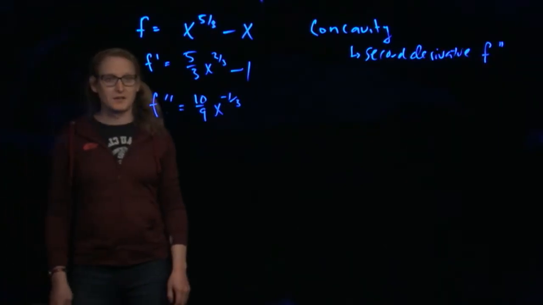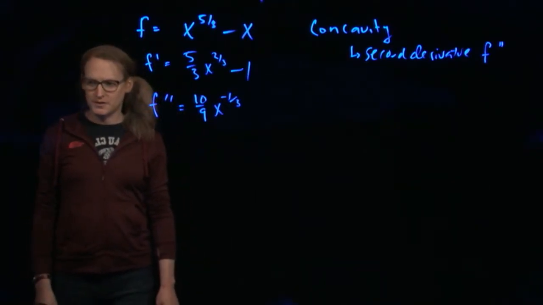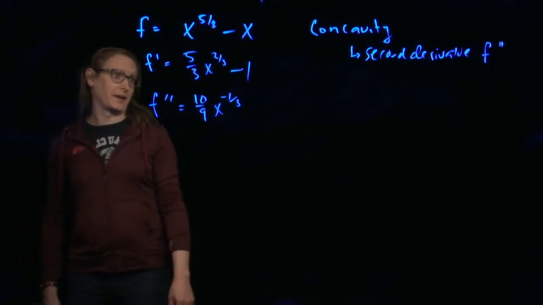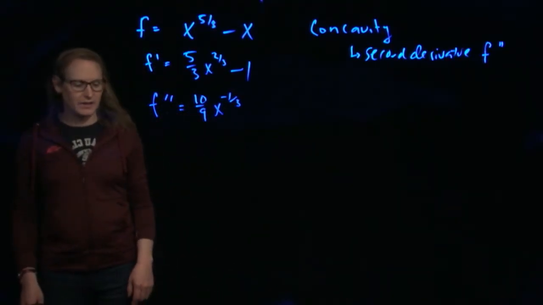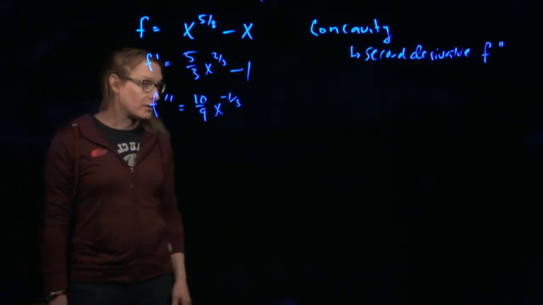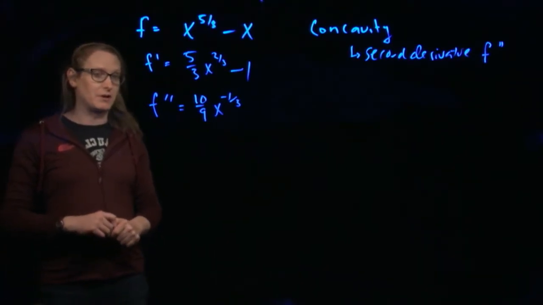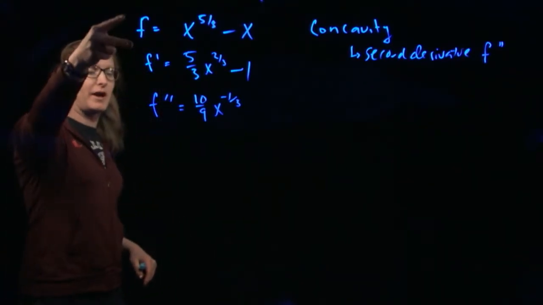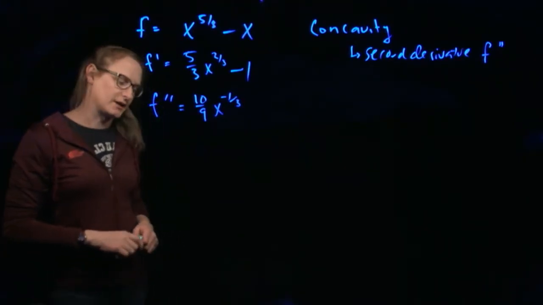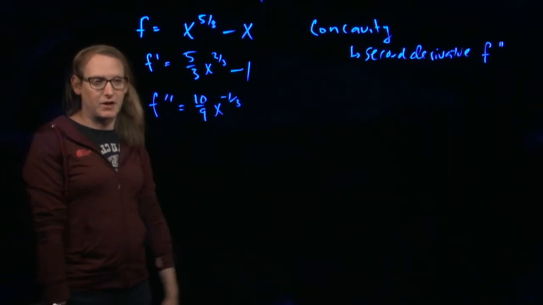Welcome. I'd like to discuss with you the function f equals x to the 5/3 minus x. In particular, I'd like to discuss its concavity. Its concavity has everything to do with how the rate of change is itself changing and is given by the second derivative, f double prime. So as we go through this video, I'd like to talk about f, and I want to find intervals over which it is concave up and concave down, and I want to find its inflection points.